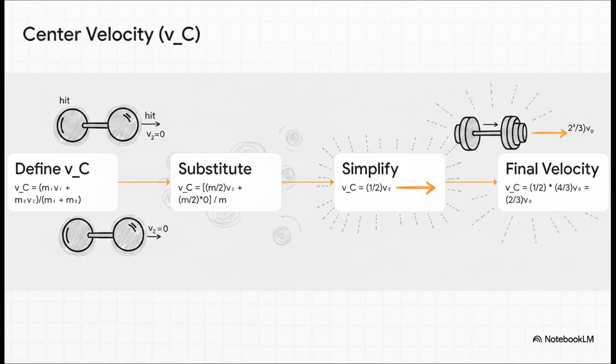It's really just the average velocity of its parts, but weighted by how much mass each part has. And here's how we calculate it. We just use the standard formula. We add up the momentum of each part, the hit sphere and the untouched sphere, and divide by the dumbbell's total mass. Since the second sphere hasn't moved yet at the instant of collision, its momentum is just 0. The math works out really nicely, showing that the center's velocity is just half the velocity of the hit sphere. And since we already know v2, we can plug that in and find the center of the dumbbell moves forward at 2/3 of the ball's original velocity.